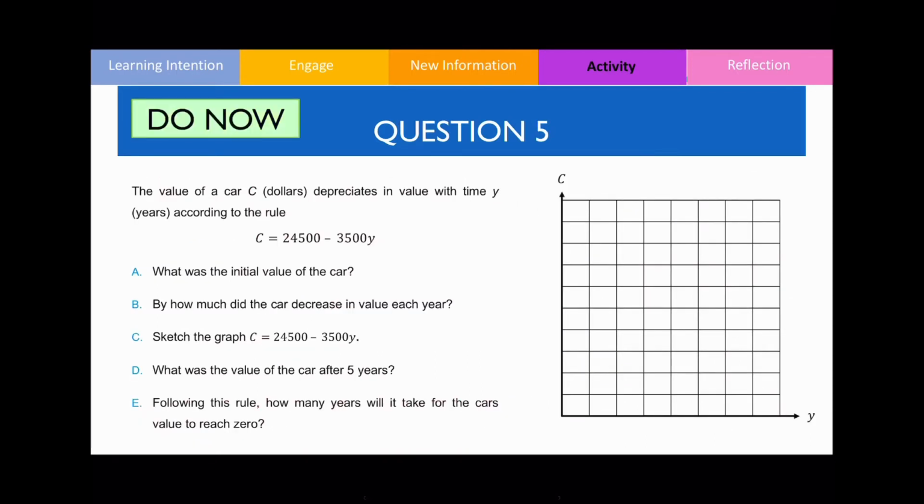For question 5 over here, the question reads for part A, what was the initial value of the car? That's going to be your C value in this case. So it's going to be 24,500 because that's the starting price. And as you can see, it depreciates, which is why it has a negative gradient.